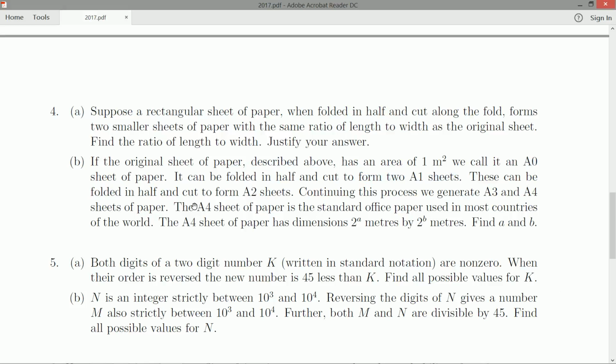These can be folded in half and cut to form A2 sheets. Continuing this process, we generate A3 sheets, fold the A2 sheets in half and cut to form the A3 sheets, and then A4 sheets. The A4 sheet of paper is the standard office paper used in most countries.